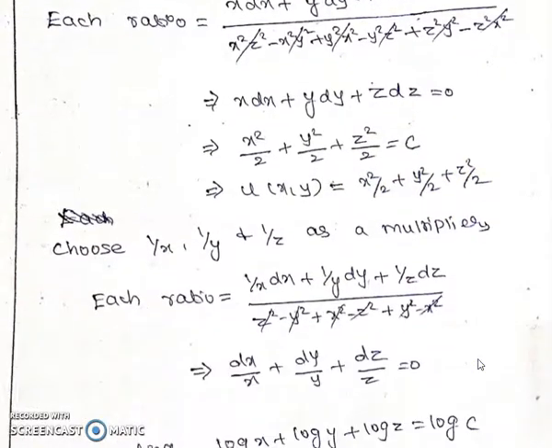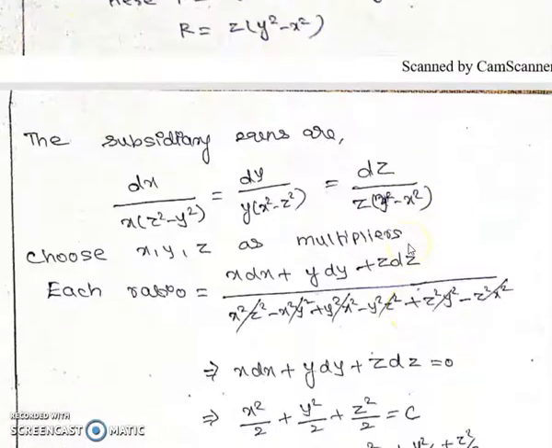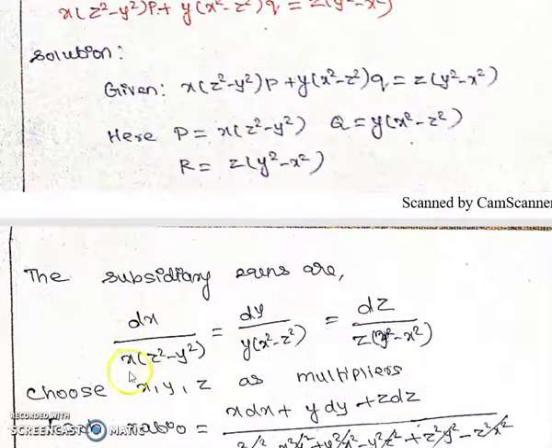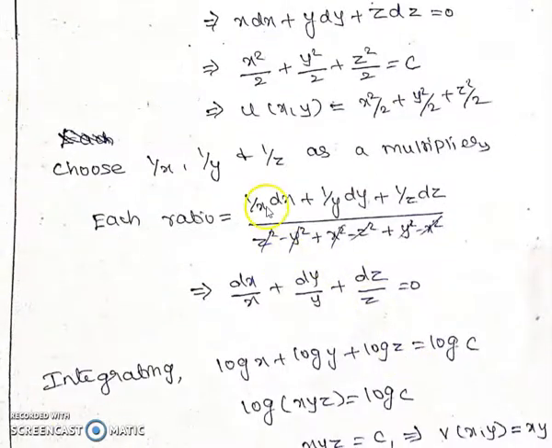So next, another multiplier you have to choose is 1 by x, 1 by y and 1 by z. If you choose 1 by x as multiplier, the denominator x will cancel. Here the denominator y will cancel. Here the denominator z will cancel. So in the numerator we have only 1 by x dx plus 1 by y dy plus 1 by z dz. The denominator, add directly: z square minus y square plus x square minus z square plus y square minus x square. Here all the terms will cancel. Then we only take the numerator dx by x plus dy by y plus dz by z equal to 0.